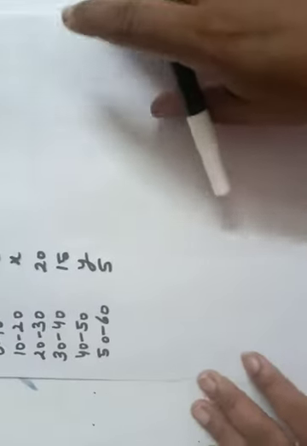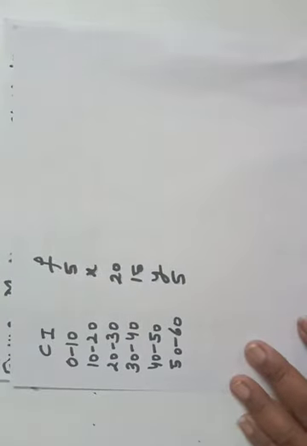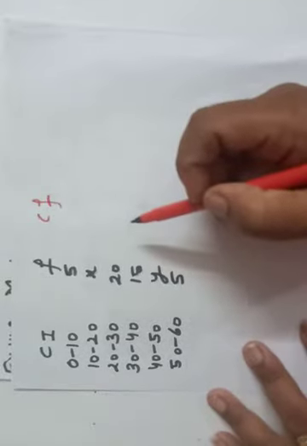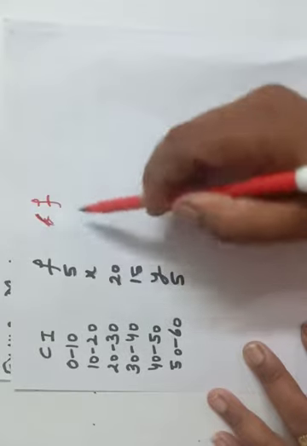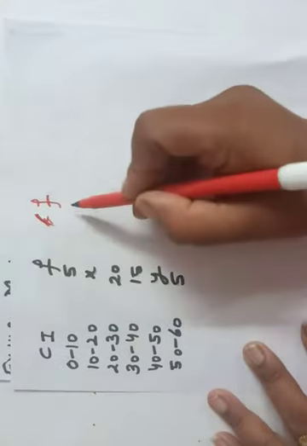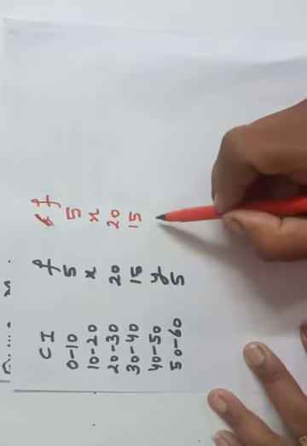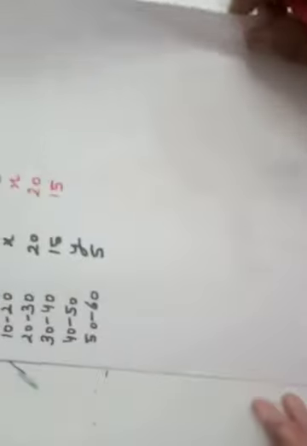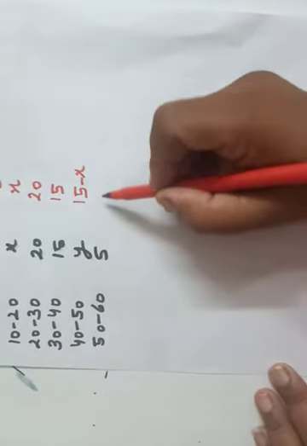I have already made the table with the class interval and the frequencies given to us. Now we have to make the column for the cumulative frequency. First of all, I will write the frequencies again: 5, x, 20, 15, and instead of y, what we found here, y is equal to 15 minus x. So I have written 15 minus x, and then 5.